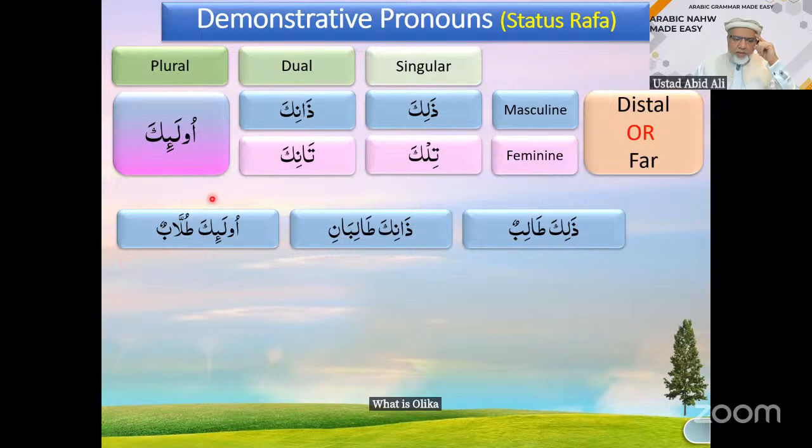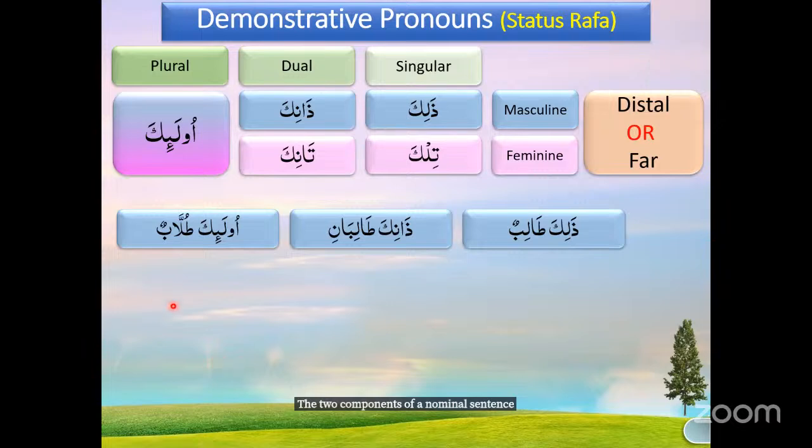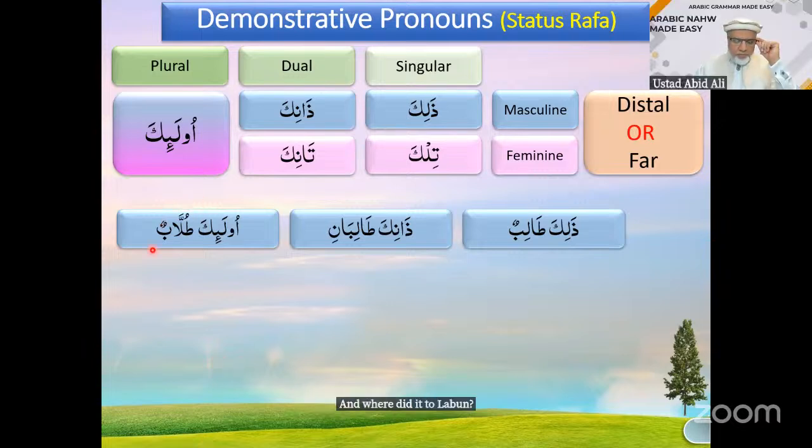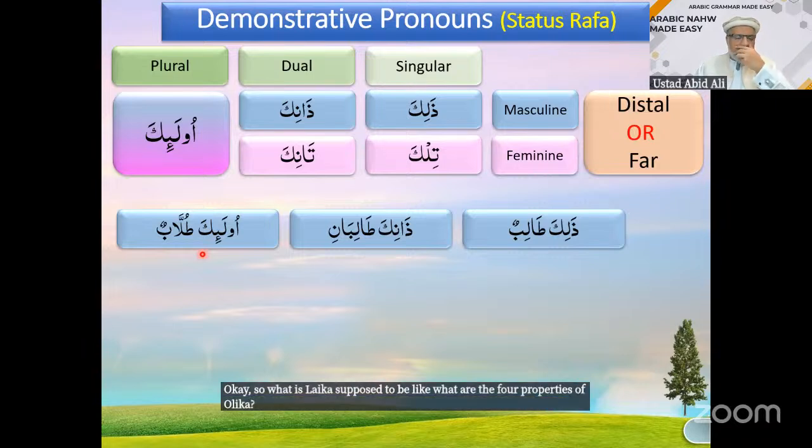Okay, so this word tulabun, what is ulaika? This is a nominal sentence. So what is ulaika here? The two components of a nominal sentence: mubtada. And what is tulabun? Khabar. Okay. So what are the four properties of ulaika for a nominal?